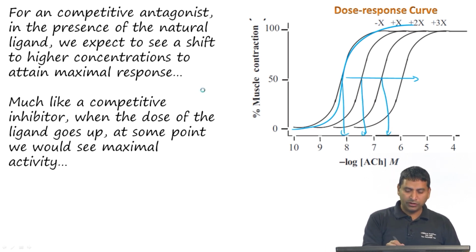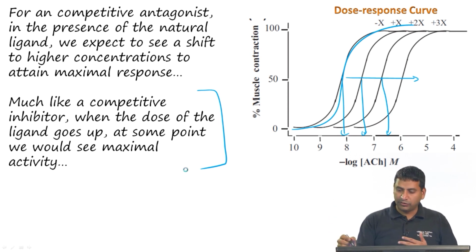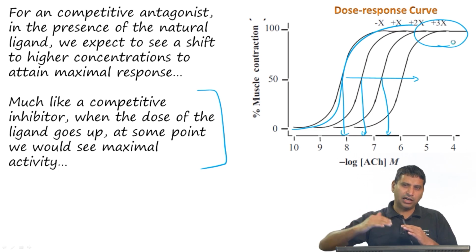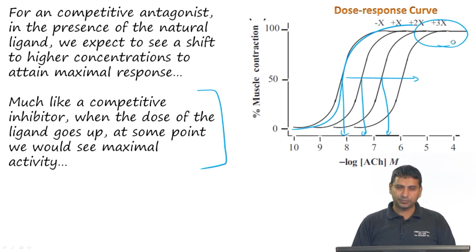Okay. So, this is much like a competitive inhibitor that we have seen in enzyme inhibition, where as the dose of the ligand goes up, at some point you will see maximal activity. So, this is how a competitive antagonist will look. In the previous case, with the partial agonist, we saw that even if you keep adding the ligand or the drug, you never see 100% muscle contraction. Whereas here, if you keep adding a large excess of the natural ligand, you get complete activity at high doses.